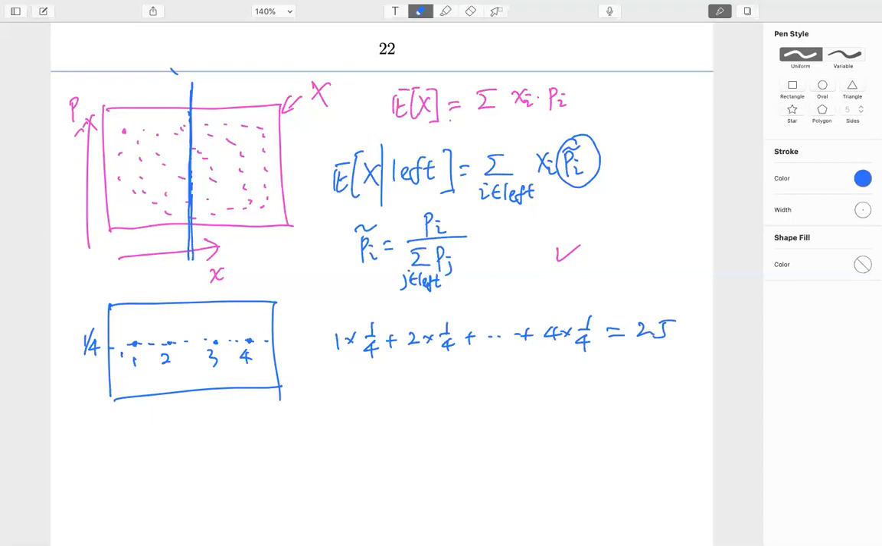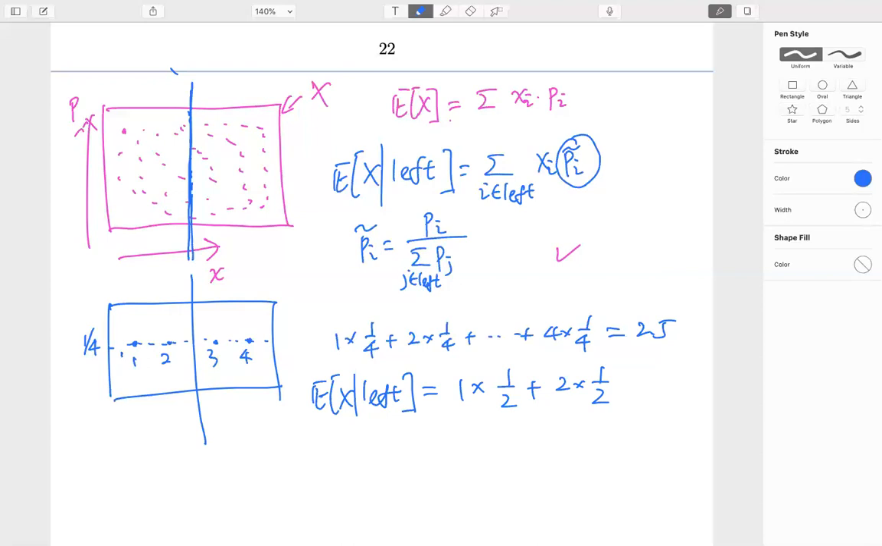Now let me cut it in half. I look at the left-hand side. How many points do I have? I have 2 points, each with probability 1 over 4, so they are equally likely. So my conditional expected value on the left-hand side is 1 times, it's not 1/4 anymore, it's 1/2. That is because when I condition on the left-hand side, my new world only has 2 dots, 1 and 2. 3 and 4 are out, they are not on the left-hand side.